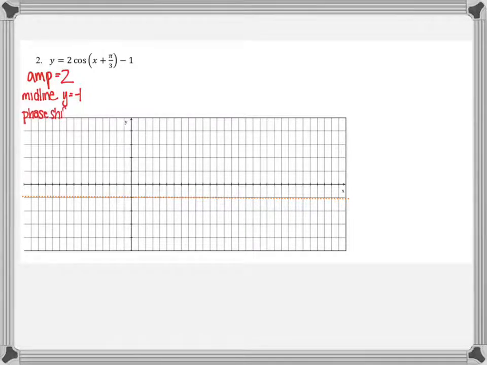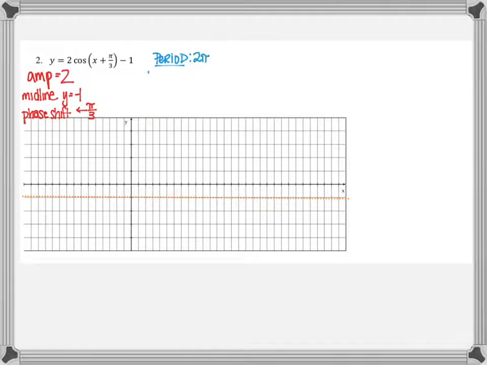Next, I'm going to look at inside the argument in the parentheses for the phase shift, which is this x plus pi over 3. And remember, we go the inverse operation, so I'm really subtracting pi over 3 from my x values. So I'm going to start now just putting points on the graph, and it's helpful to think about the scale for your x-axis now.